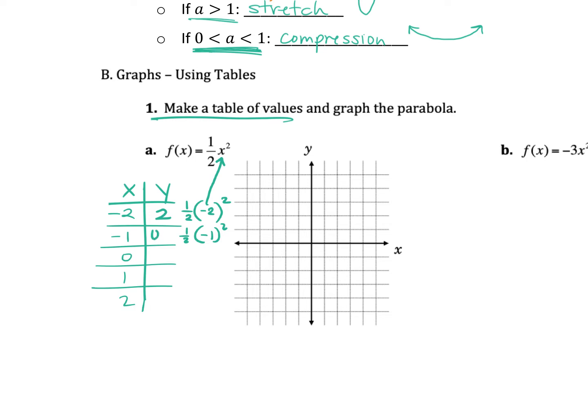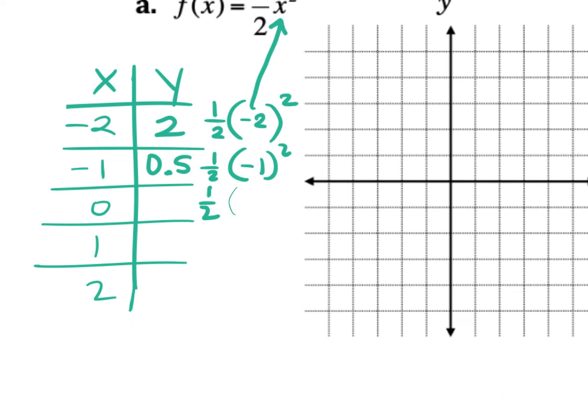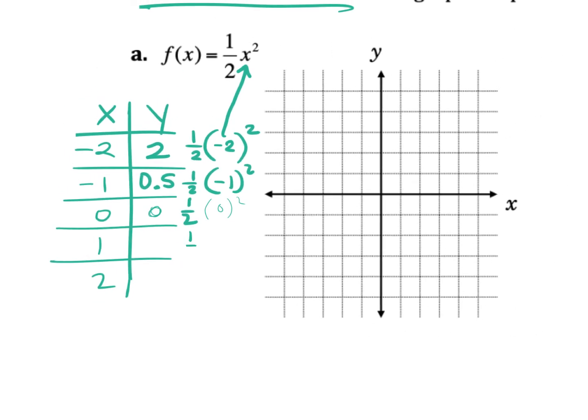1/2. I'm just going to write it as 0.5. You may write it as 1/2. That's fine too. If you plug in 0, half of 0 squared is 0. Okay, plug in 1, half of 1 squared is 1/2, and half of 2 squared is 2. Okay, so you can always graph a parabola by plugging in points.